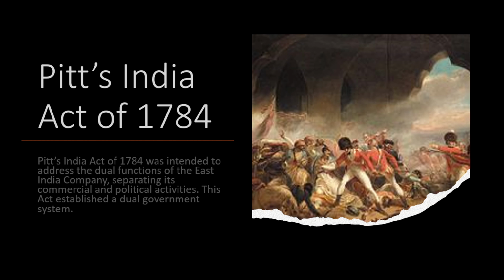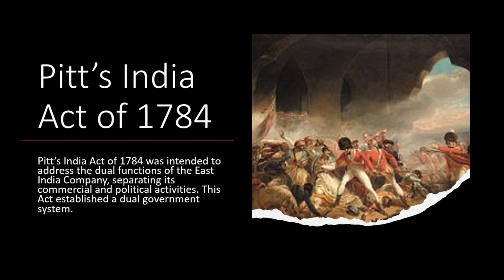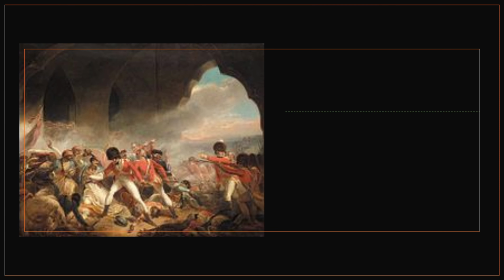Pitt's India Act of 1784. Pitt's India Act of 1784 was intended to address the dual functions of the East India Company, separating its commercial and political activities. This act established a dual government system. Highlights of Pitt's India Act.